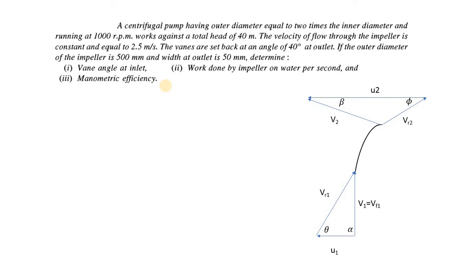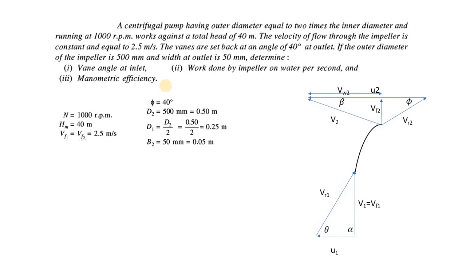Phi is the vane angle at outlet, Vf2 is the vertical component, and Vw2 is the component of V2 in horizontal direction. Okay, so let us try to grab all the data related to this problem statement. N is given as 1000 rpm, Hm is 40 meters, and Vf1 equals Vf2, which equals 2.5 meter per second. Now we have some secondary set of data here, phi being 40 degrees.